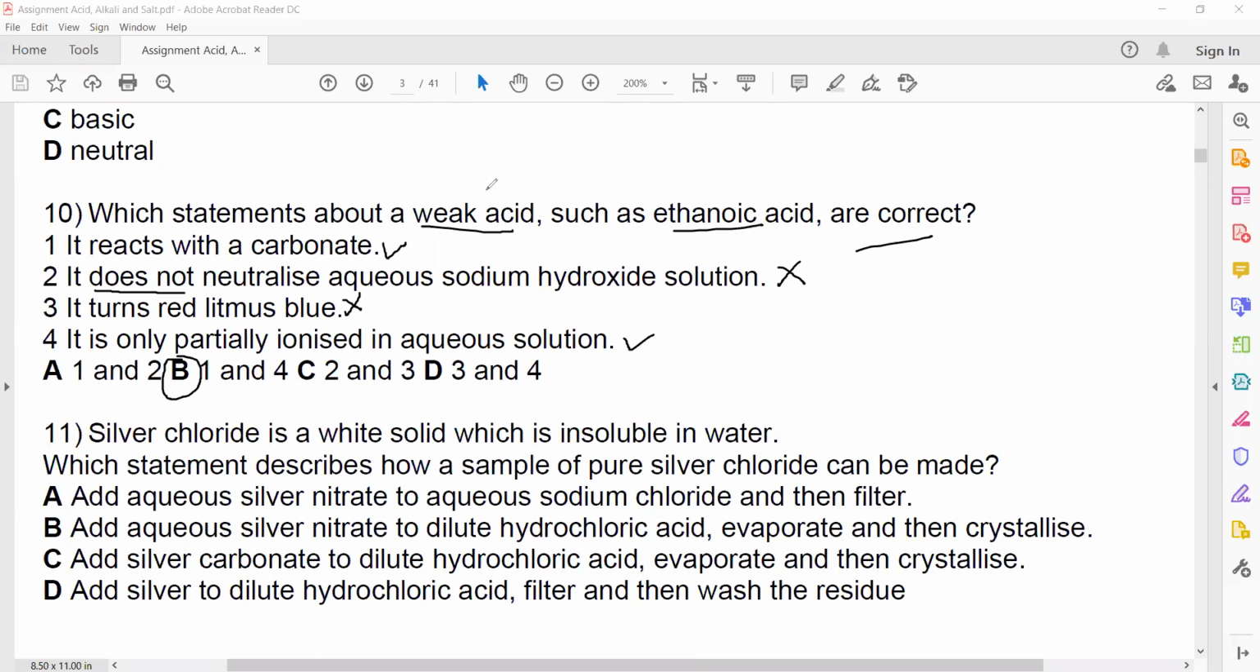So if you have a weak acid, all kinds of acid react with carbonate. That's true. It does not neutralize the aqueous alkali? It neutralizes all of them, acid neutralizes the alkali. So why is this statement not true? Because they mention it does not, but actually it is neutralizing. All acids turn blue litmus red, but it's given the opposite, red litmus blue. And it is only partially ionized. That's true, because it's a weak acid. That's the definition of a weak acid, ionized partially. So statement 1 and statement 4 are correct.